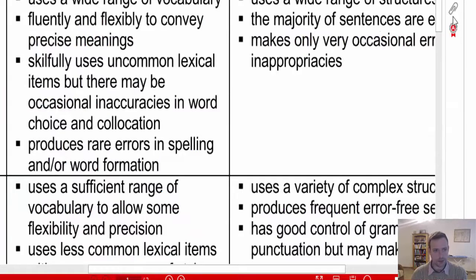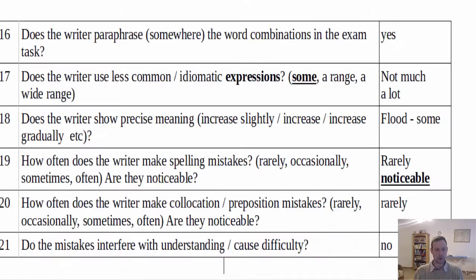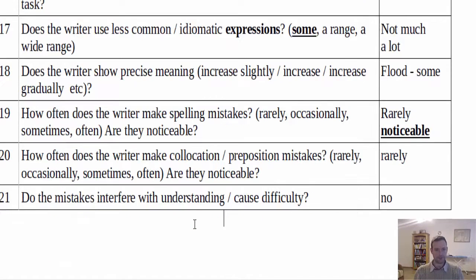The examiner might, we have to go down. This is a 7 here. Uses a sufficient range of vocabulary to allow some flexibility. Yep, and precision. There was some. Uses less common. To get a 7, you probably want a little bit more. Certainly awareness of style and collocation. Occasional errors. So the examiner's going to give them a strong 6.